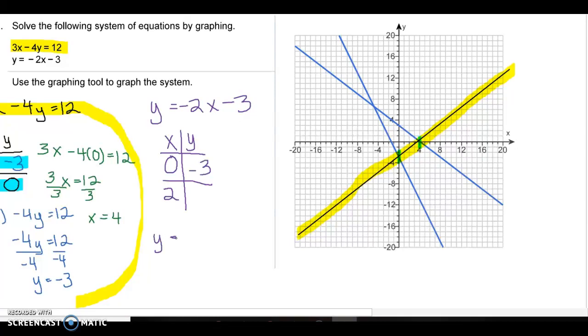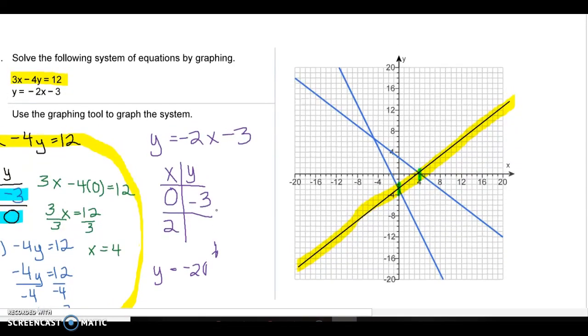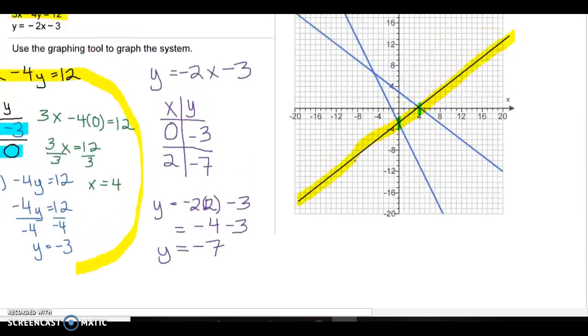So y equals negative 2 times, oops, sorry. Okay, let's try that again. Negative 2 times positive 2 minus 3. It's going to be negative 4 minus 3, which will be negative 7. So negative 7. Let me go back up here to get the graph.